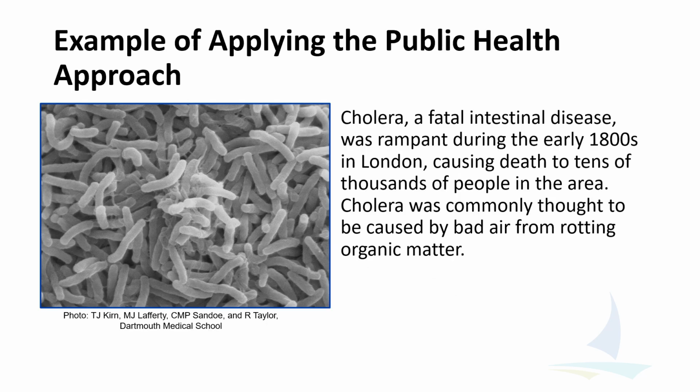During the early 1800s in London, cholera, a fatal intestinal disease, was rampant, causing death to tens of thousands of people within hours of the first symptoms. At the time, which was before bacteria and viruses were recognized as the cause for many diseases, popular opinion held that cholera was caused by bad air coming from rotting organic matter.